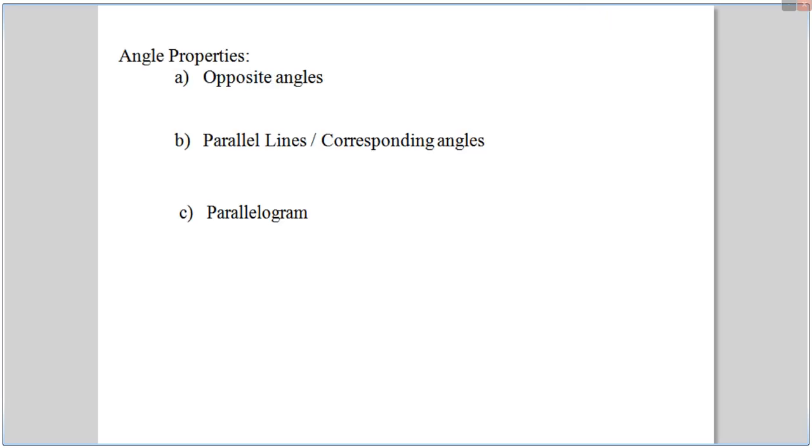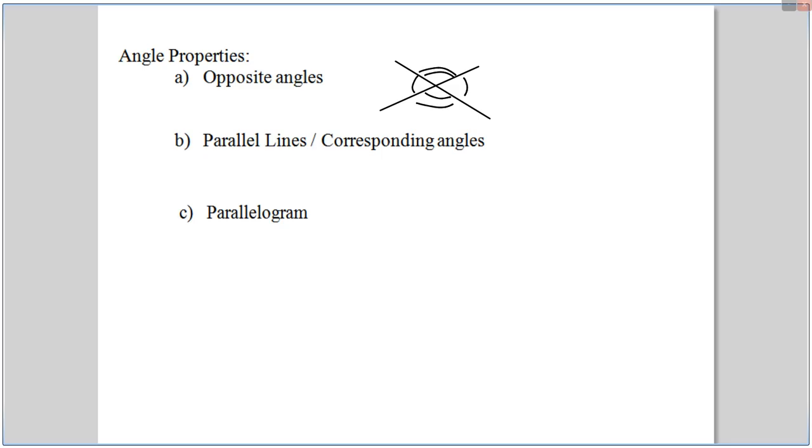Okay, the next thing is angle properties. So for opposite angles, that's when you have two lines crossing each other like this. So those two angles are equal, and these two angles are equal.